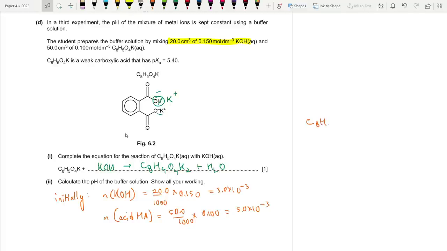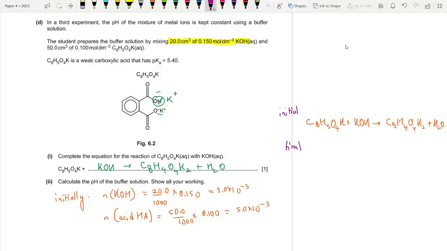Fine. So initially, let's write this equation over here, then it's going to be easier for you guys to follow. There was actually a question like this back in February, March 2021. I would recommend you guys do that. Anyway, C8H5O4K reacts with KOH to form C8H4O4K2 plus H2O. So what was the initial moles and what was the final mole after equilibrium?